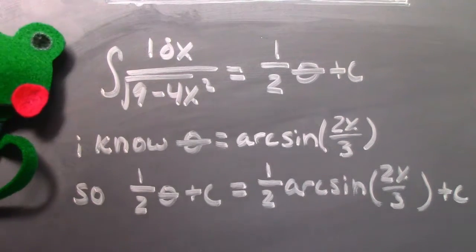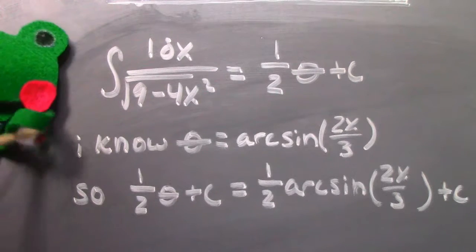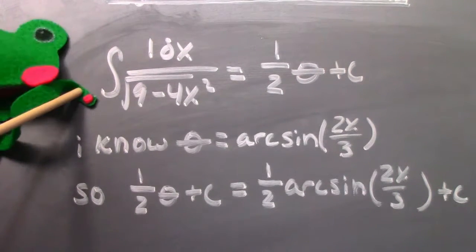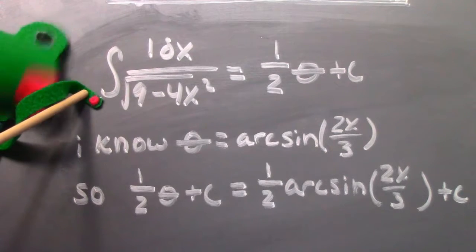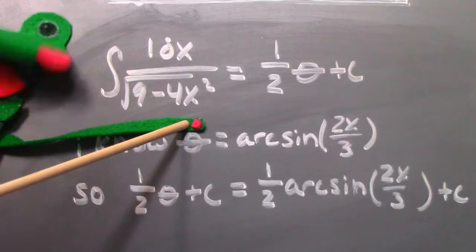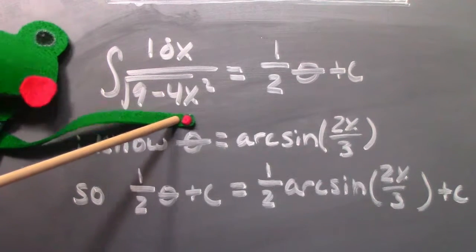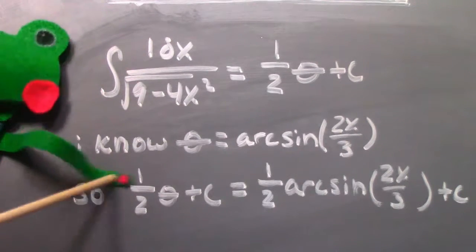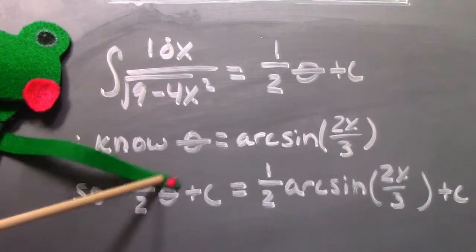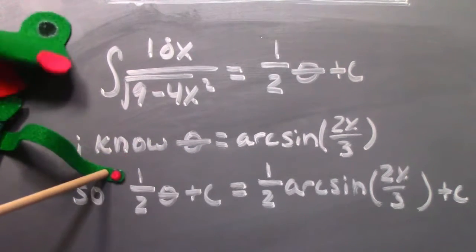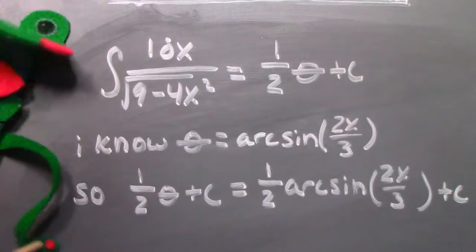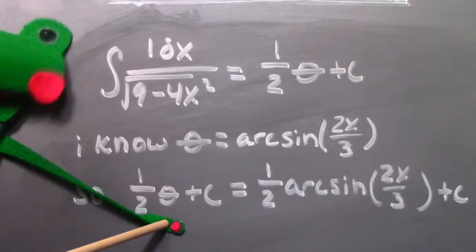Like I said, we need to substitute this theta for an x. So I've got the integral of 1 dx over the square root of 9 minus 4x squared. I found out that that equals 1/2 theta plus c. But I also know that theta equals arcsine 2x over 3. So if I just plug that in to where theta is, I find that this integral equals 1/2 arcsine 2x over 3 plus c.